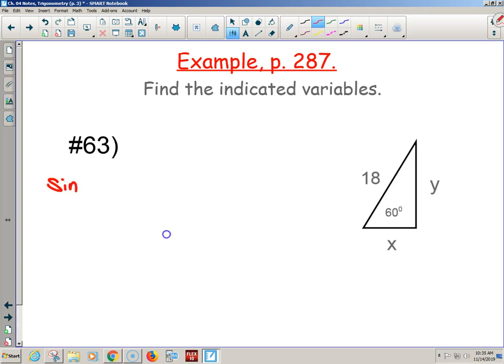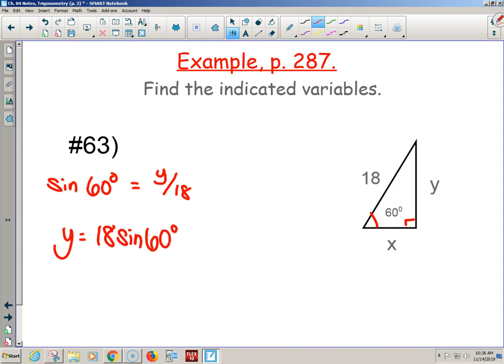If I did sine of my angle, 60 degrees, and I probably should mark the right angle. That might help a little bit. This was a right triangle. What would my ratio be? Sine of 60 equals y over 18, AKA y is equal to 18 sine of 60.